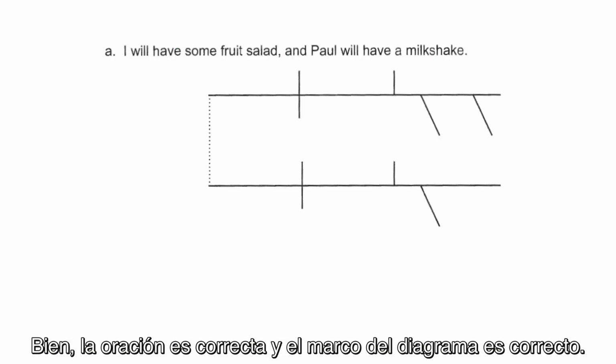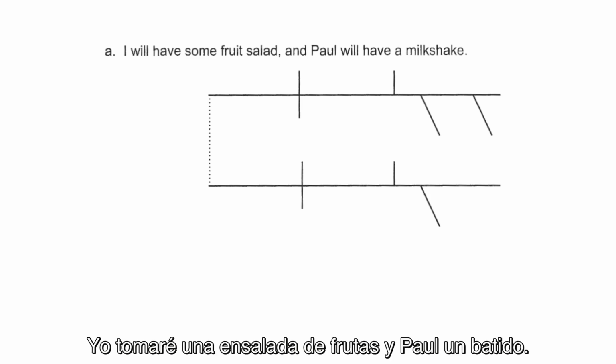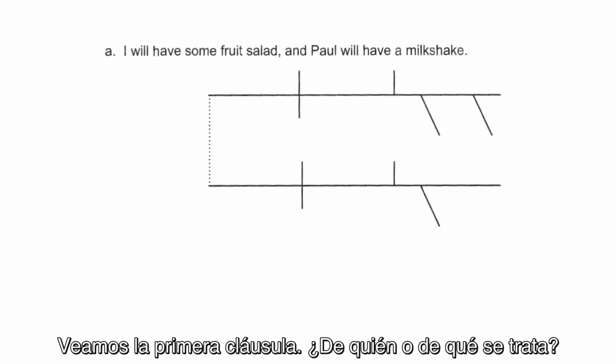Okay, the sentence is correct and the diagram frame is correct. Let's take a look at the sentence. I will have some fruit salad and Paul will have a milkshake. Let's look at the first clause.